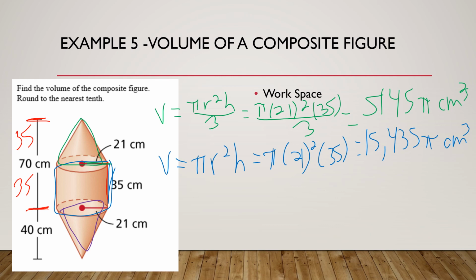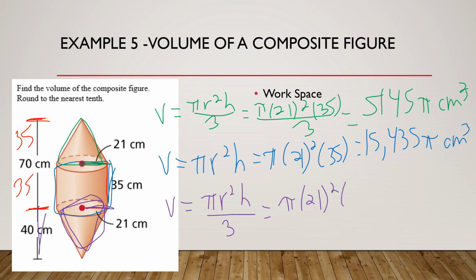So last we have our bottom cone. Our cone here at the bottom. So again, since it's a cone, it's pi r squared h divided by 3. We have our pi. My radius is still 21 squared. My height on this bottom cone, though, is 40 divided by 3. We substitute in all those values, do the math, we get 5,880 pi centimeters cubed.